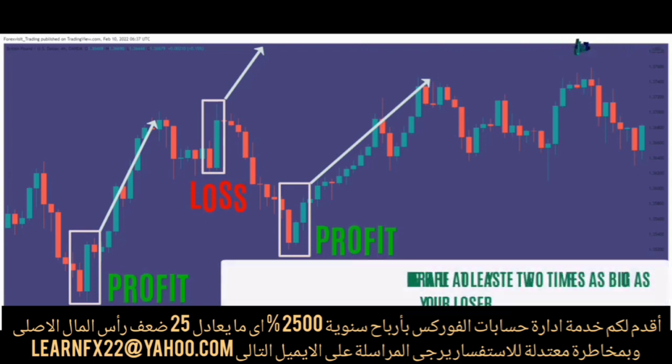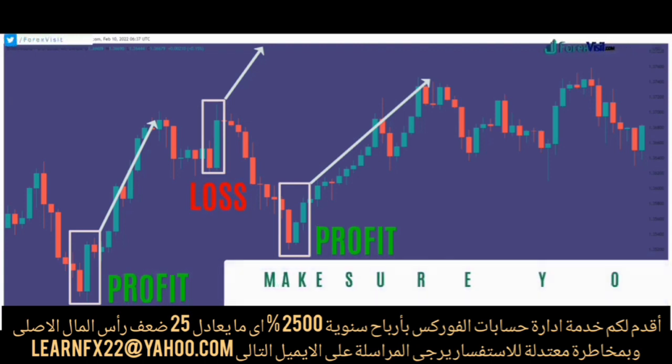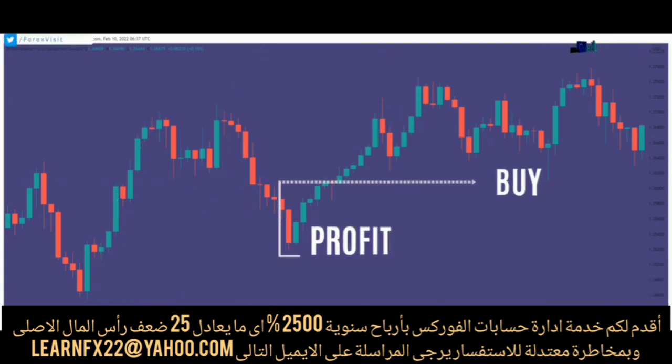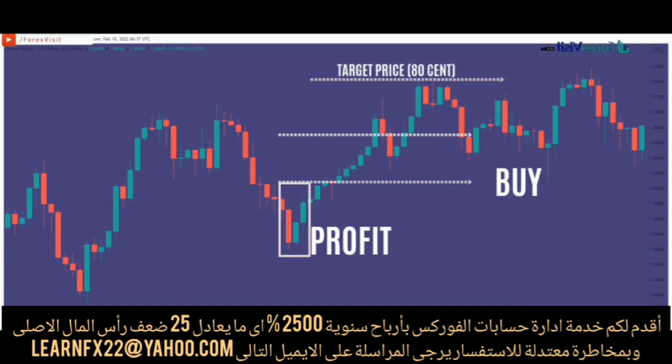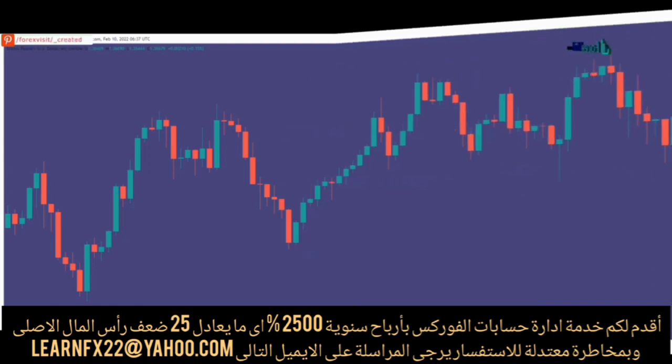The rule of thumb is to make sure your winners are at least 2 times as big as your losers. 5 times bigger is even better. Therefore, measure the distance between your entry point and where you place the stop loss. For example, if it is 40 cents, that is your risk. Your target price should be at least 2 times greater than that, or 80 cents. Therefore, hold the trade for at least an 80-cent gain to compensate yourself for the risk you have taken.